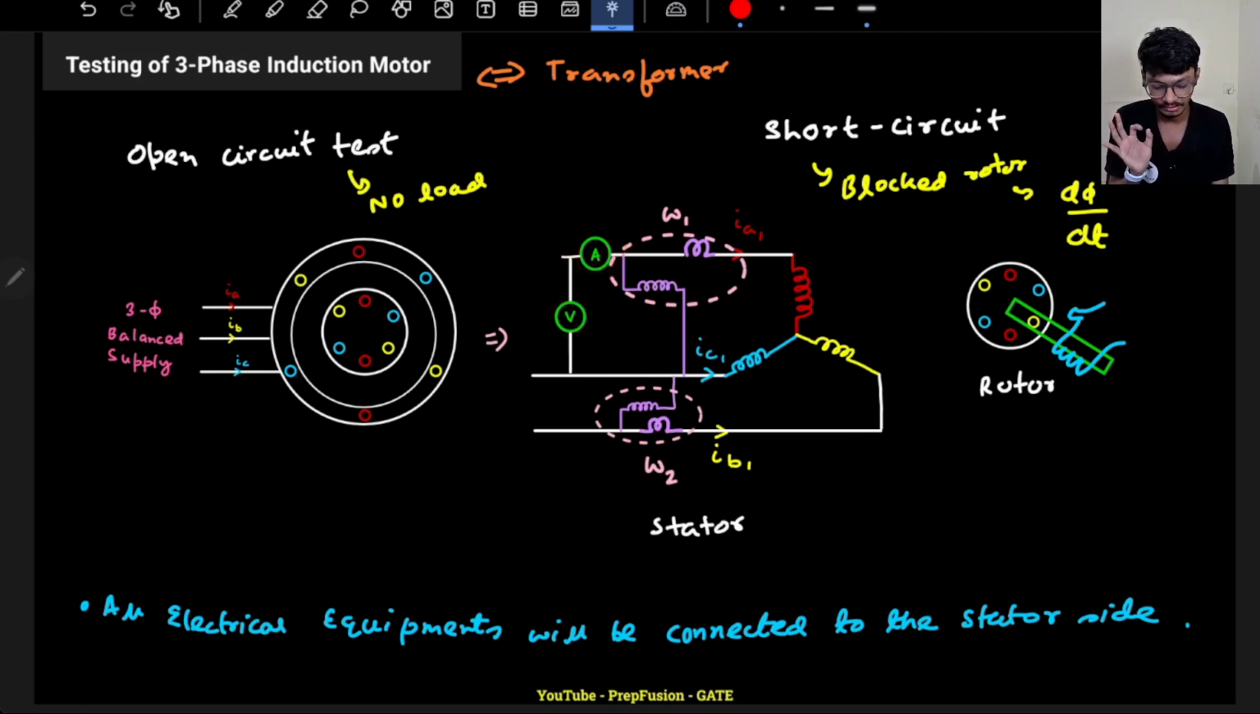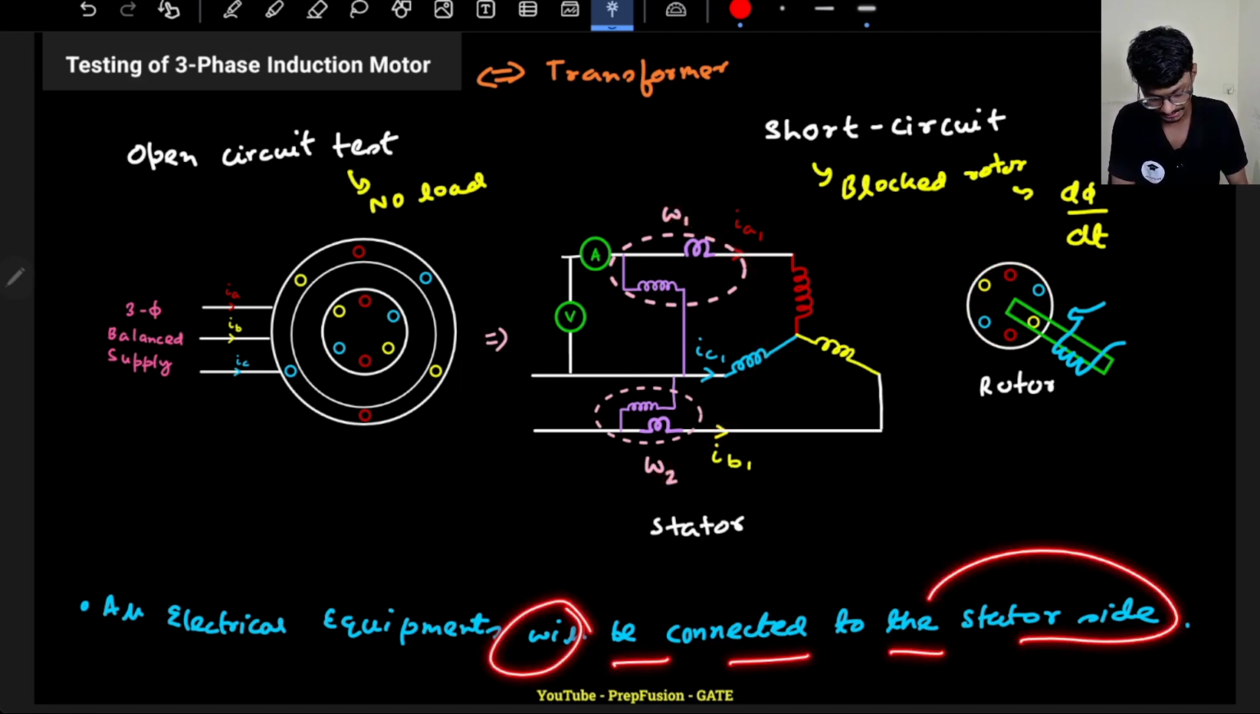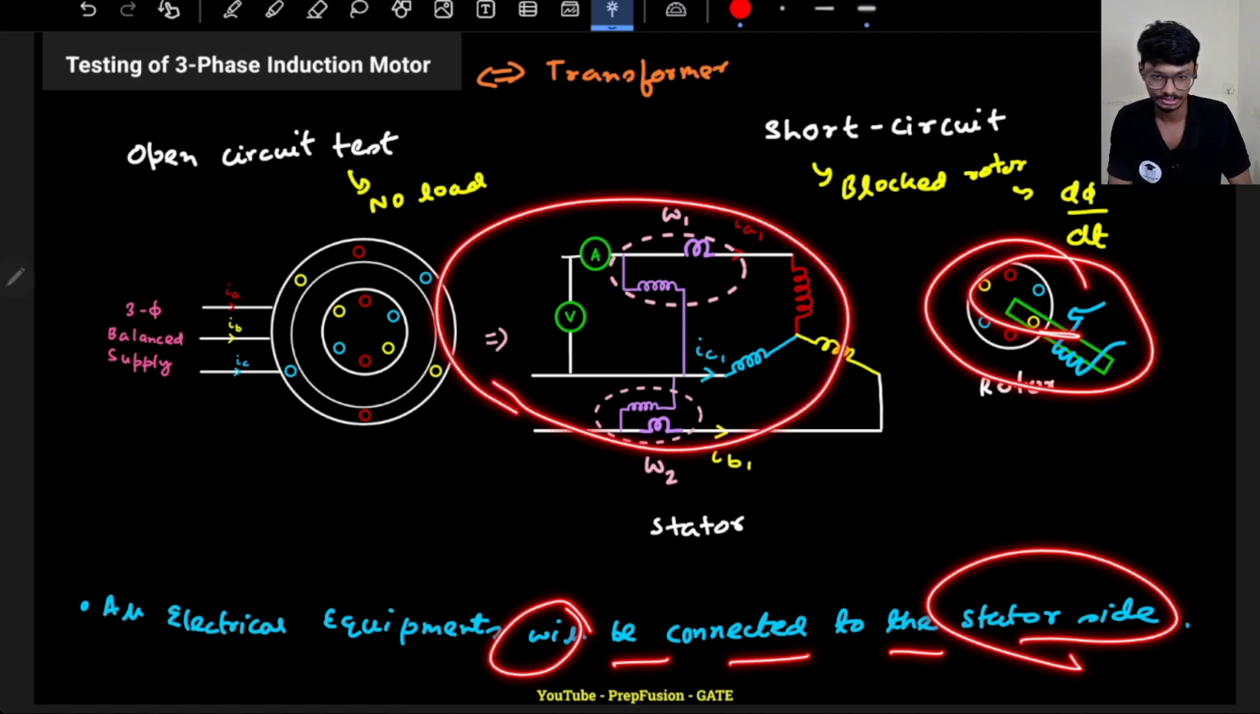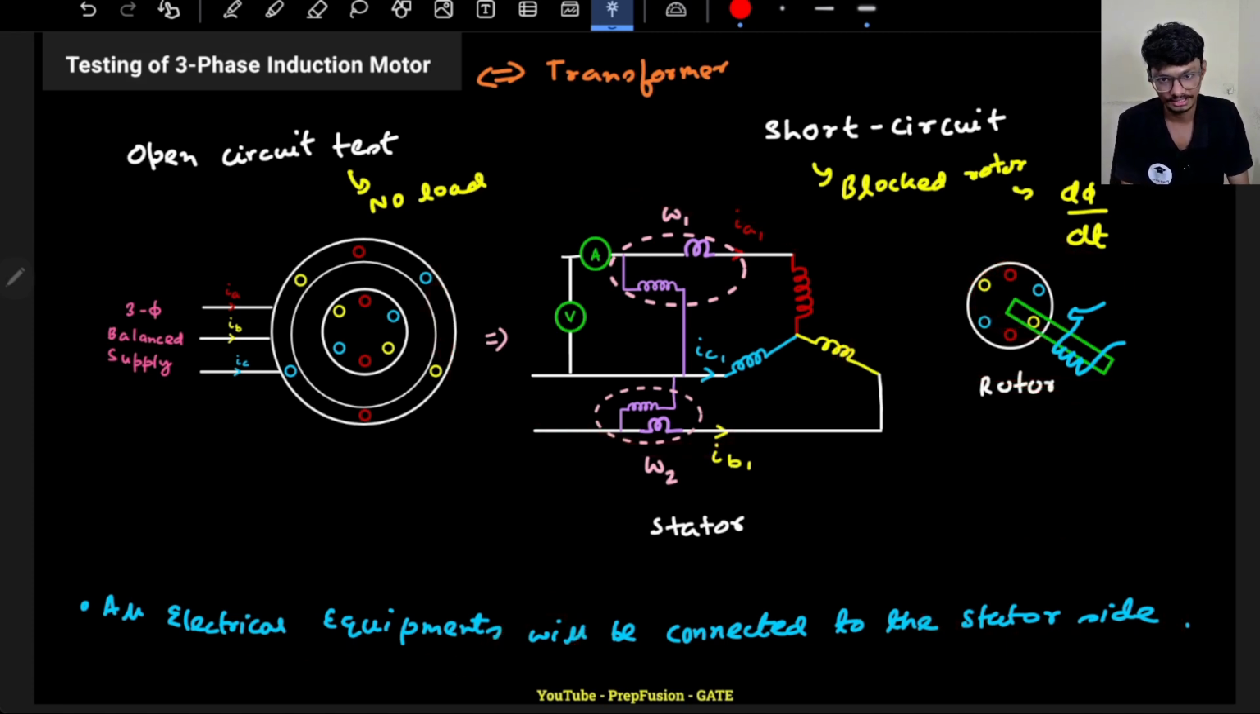One thing you will notice is that we have not connected anything to the rotor. Everything is connected to the stator. Why? Because of course there is no electrical connection on the rotor side. If you remember, for the slip ring induction motor there were a few connections at the output, but that is too hectic. We don't want rotating parts near our electrical connections. So whatever electrical connections we make, we'll connect them on the stator side only, not the rotor side.